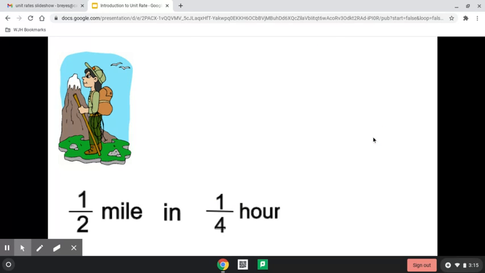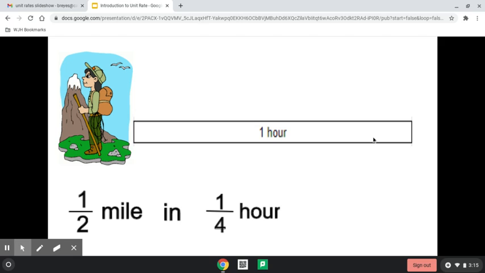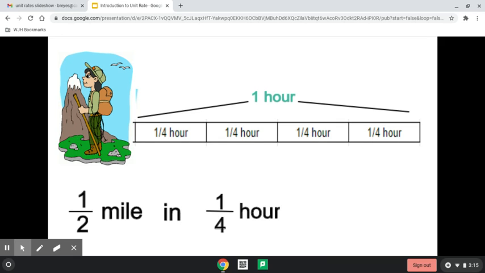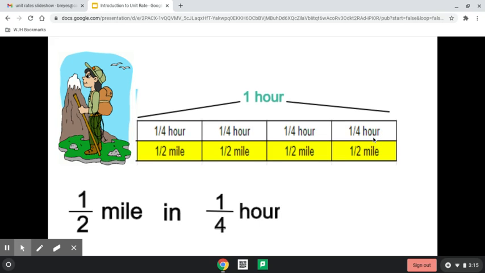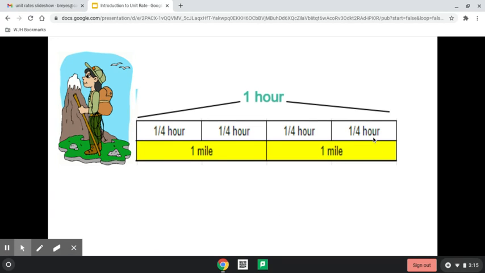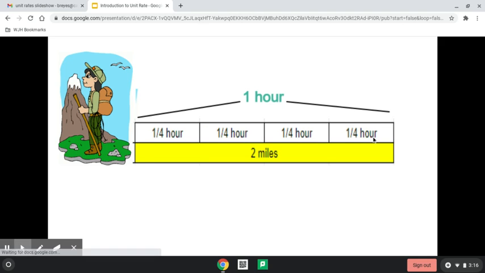Well, let's just start with 1 hour. We can divide that hour into fourths. And we know that every fourth of an hour, she's going to walk 1/2 of a mile. Now, because we have this nice little table drawn, we're going to think about combining the half miles. Also, 1 plus 1 is 2, if you didn't know that.